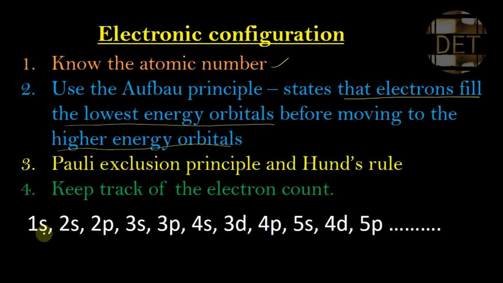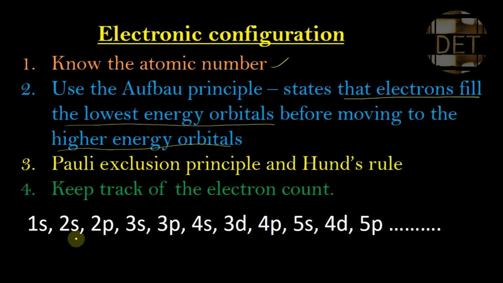So these are the different orbitals in accordance with their energy level. If you want to configure an element, you will have to fill the 1s orbital first before moving to the 2s orbital, before you progress to the 2p orbital, before you progress to the 3s orbital, 3p orbital, 4s orbital, 3d orbital, 4p orbital, 5s orbital, 4d orbital, and 5p orbital, and so on.